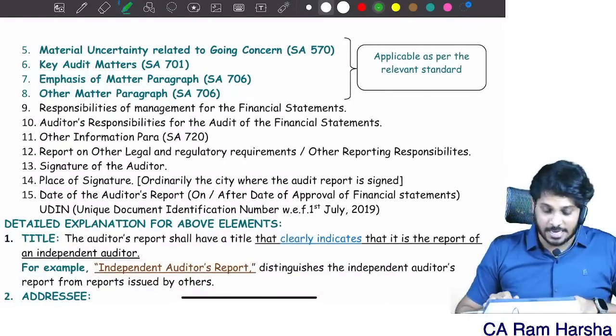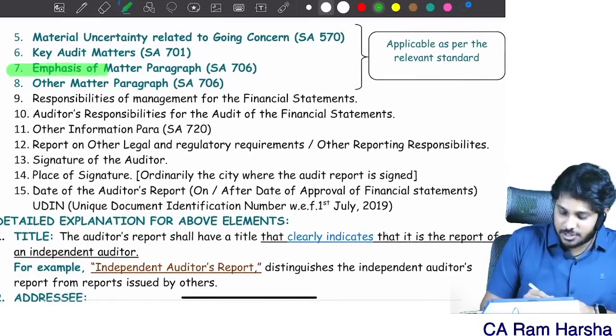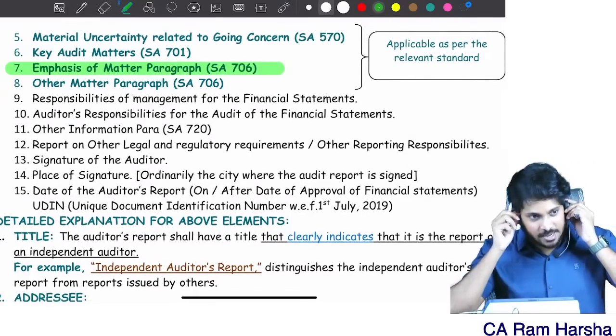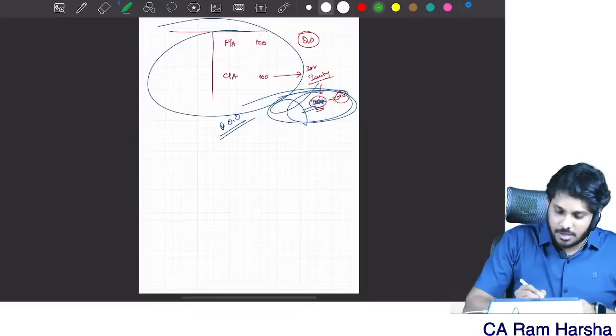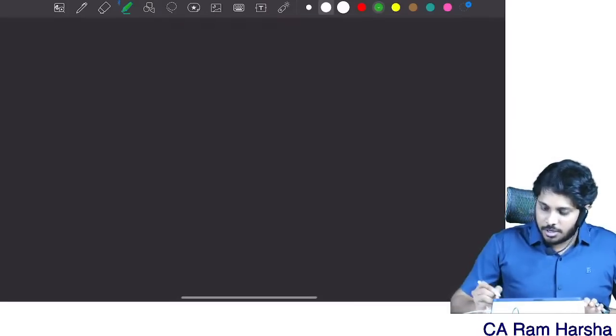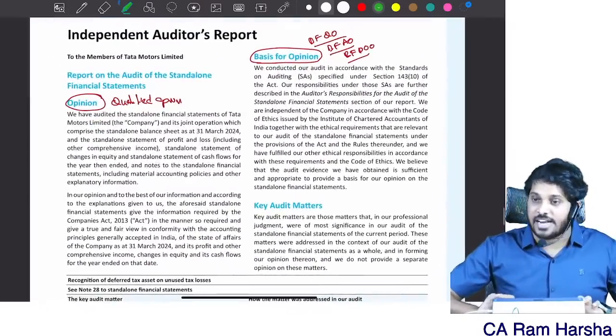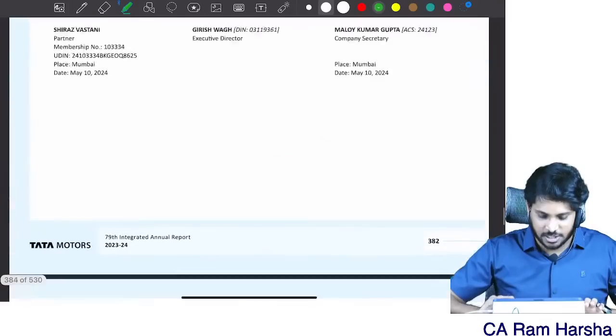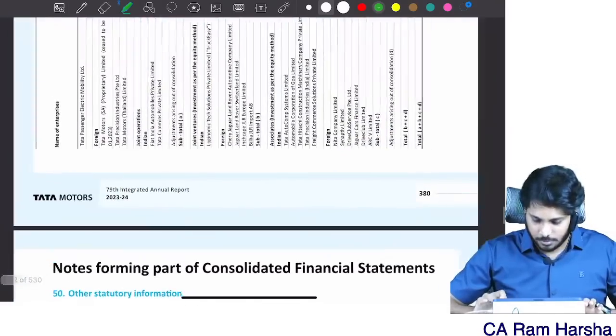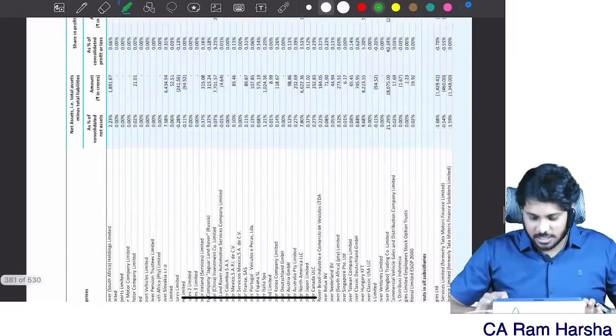So we completed that. Now let's understand the emphasis of matter paragraph. I'll show you Tata Motors. These are the financial statements of Tata Motors.